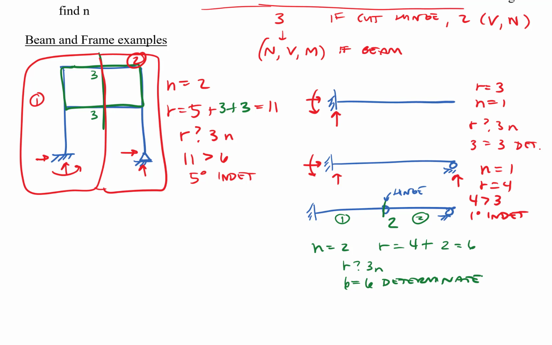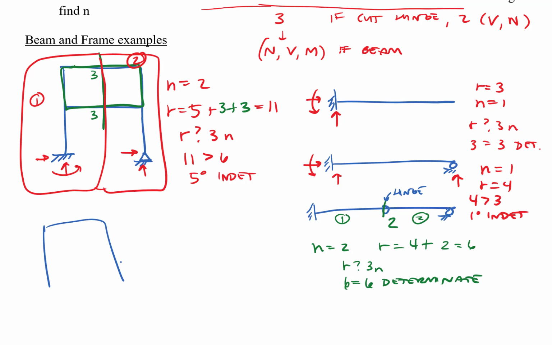So adding supports makes our structure more indeterminate. We have more unknowns than we have equations of equilibrium. Adding hinges reduces our number of unknowns because we get rid of a moment anytime we have a hinge added to the structure. We can look at a couple other frames.